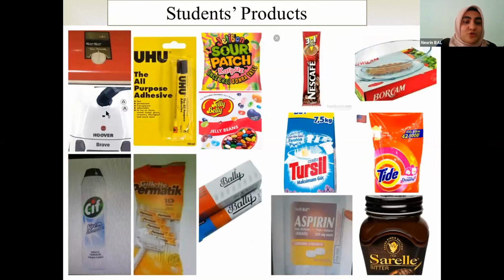For example, look at this Hoover. It is a vacuum cleaner, but we don't say vacuum cleaner. Instead of it, we use the brand name Hoover. Or Nescafe in Turkey. Instead of saying coffee, we use Nescafe. Or the Sarelle. It is a brand name, but instead of saying chocolate, we use Sarelle. And the others, students find them.